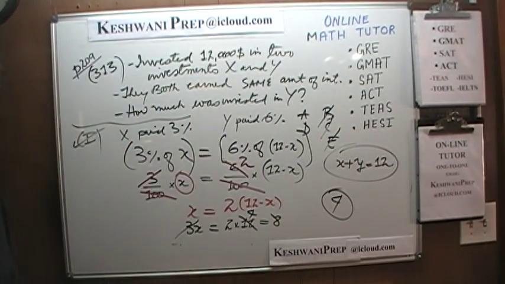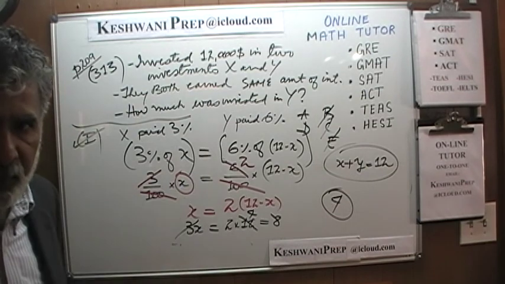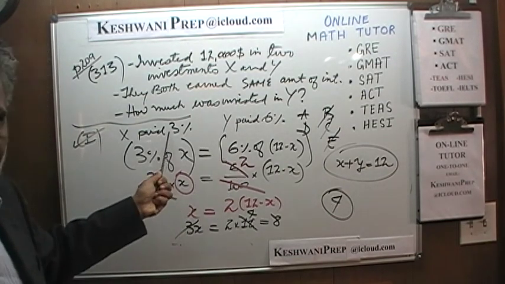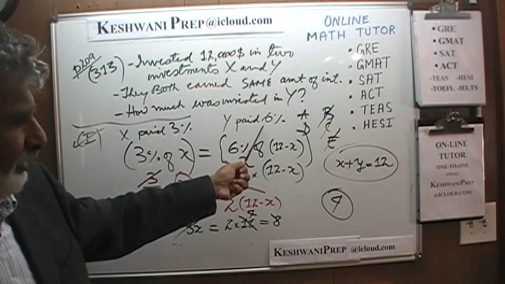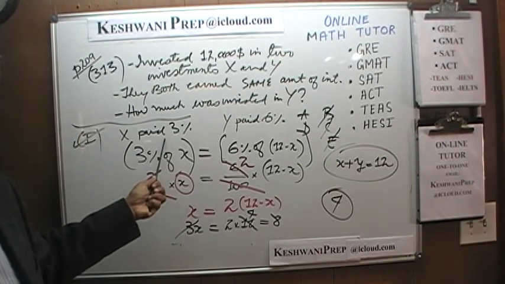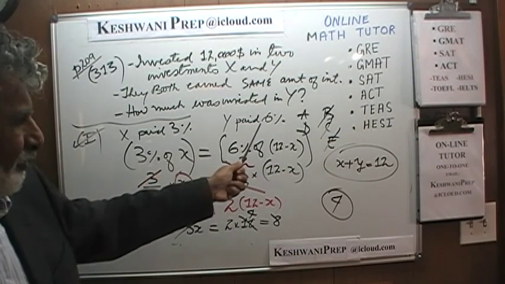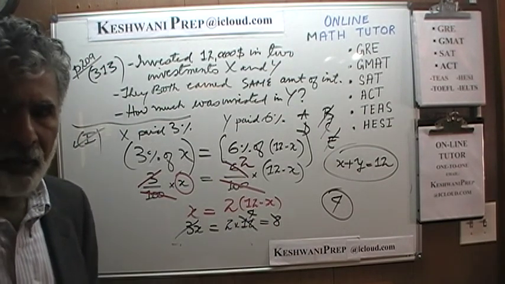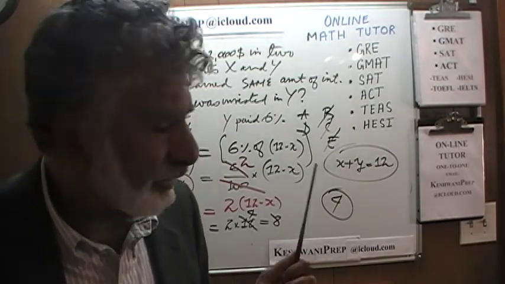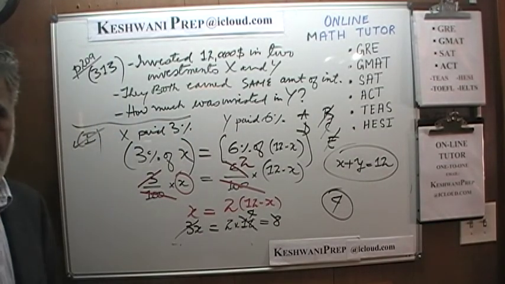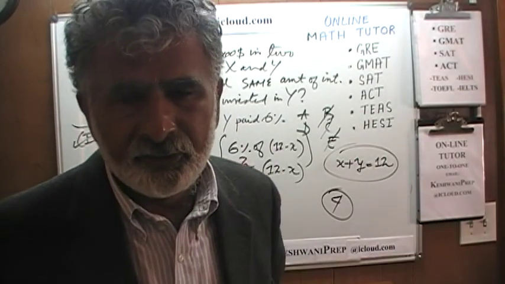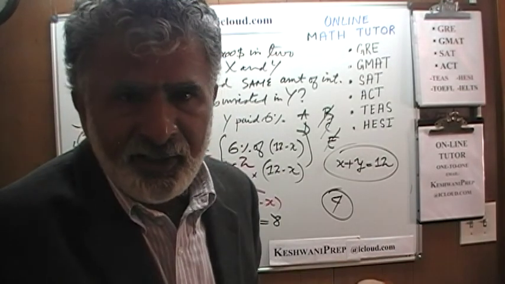Of course the answer is 4, because if they earn the same amount of interest, and this one is paying 3% and this one is paying 6%, obviously whatever amount you invested here, you only have to invest half as much there. If you had realized this earlier, this is very straightforward. It's 12,000, so you put two parts in one and one part in the other. There are three parts, so you put 8,000 and 4,000.